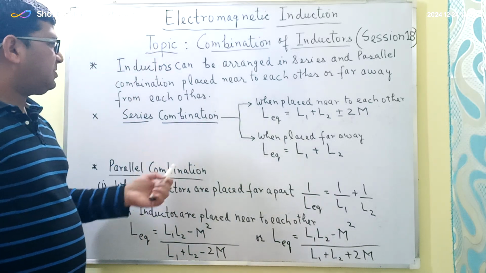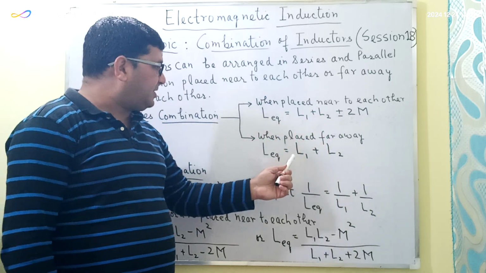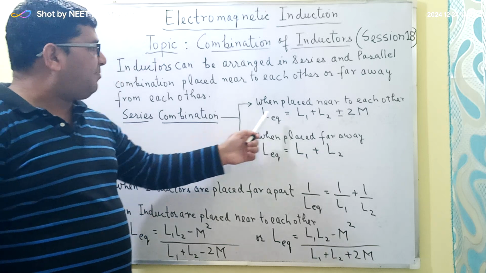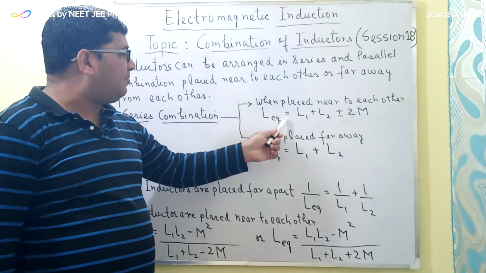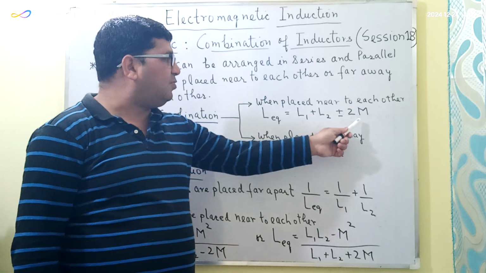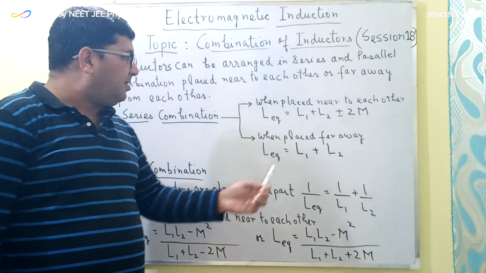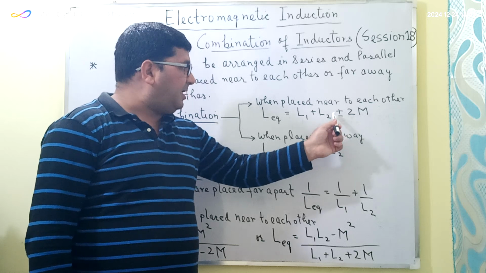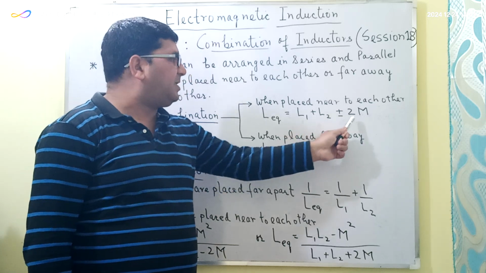In the series combination, there can be two cases. The first is when they are placed near to each other, and the second is when they are placed far away from each other. When two inductors are placed near to each other, their equivalent inductance will be equal to L1 plus L2 plus or minus 2M. Here L1 and L2 are the self-inductances of the two coils, and M is the mutual inductance.